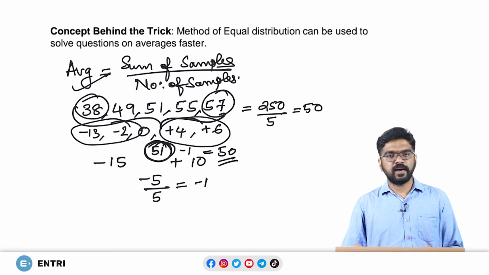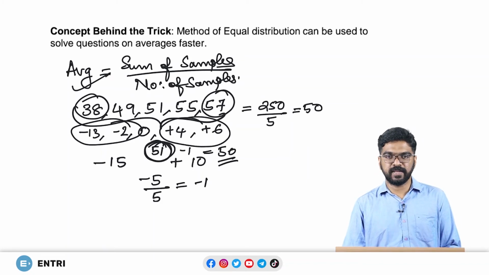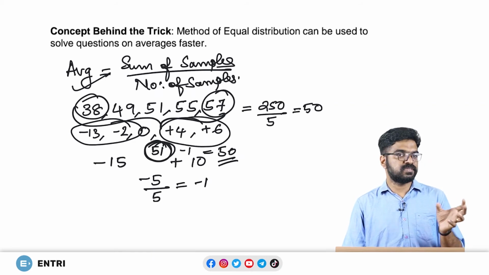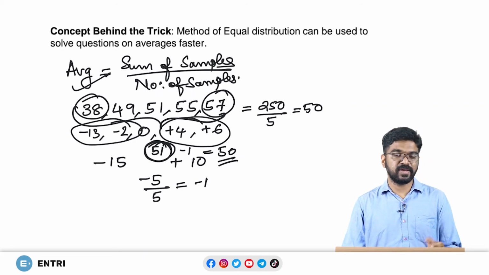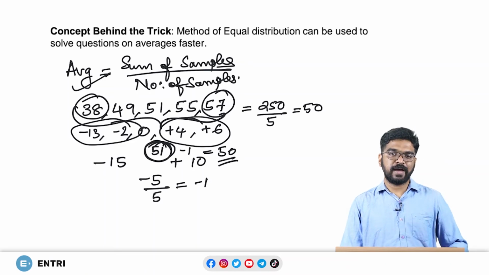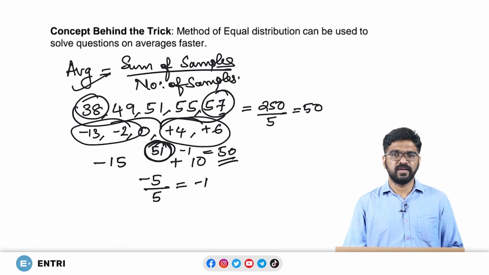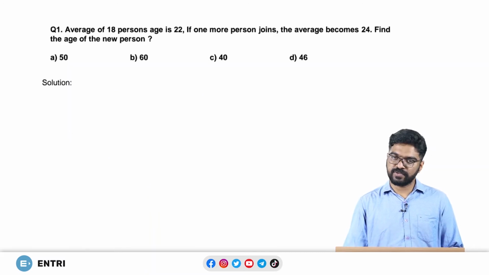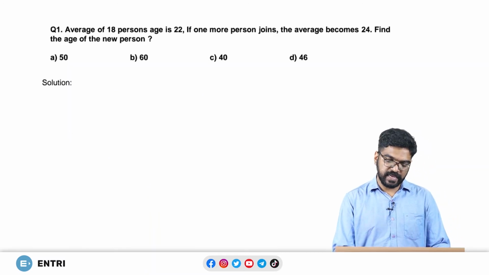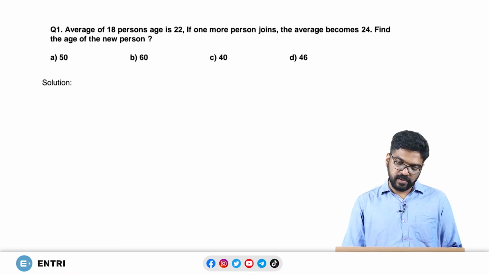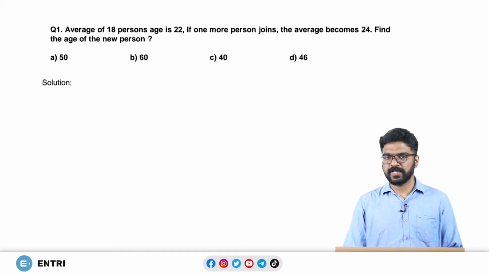Now there are many questions which are actually coming from this particular topic, like persons joining, persons leaving, or values getting added, values getting subtracted, values getting replaced. In these kind of questions, how will we deal with those questions? Say for example, consider this question. Average of 18 persons' age is 22. If one more person joins, the average becomes 24. Find the age of the new person. So typical question. You can find these kind of questions very often.